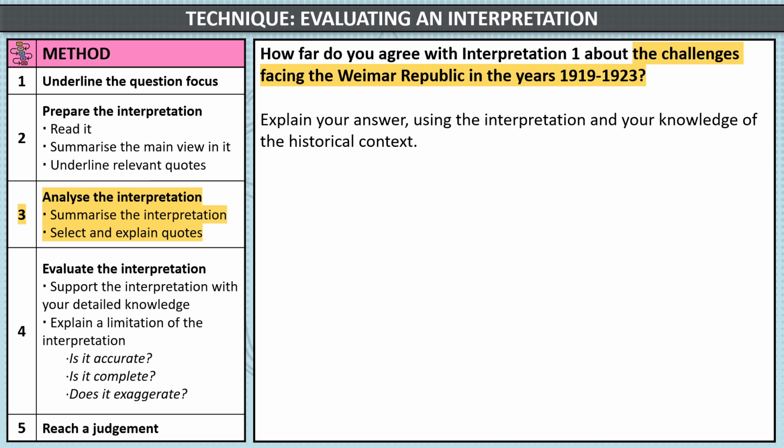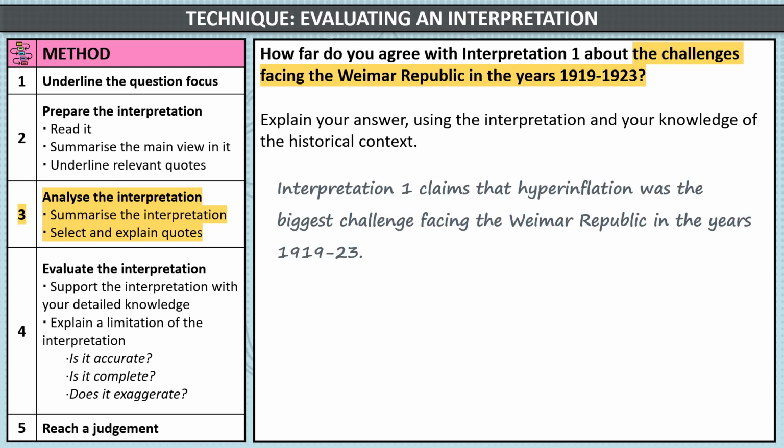I'm ready to write my answer now. I'll start by analysing the interpretation. This means summarising it, then selecting and explaining some quotes from it. Here's my summary, which is one sentence to sum up the main point of the interpretation. Now I'm going to take one of the quotes I found in the interpretation. Notice how I've put it in quotation marks.